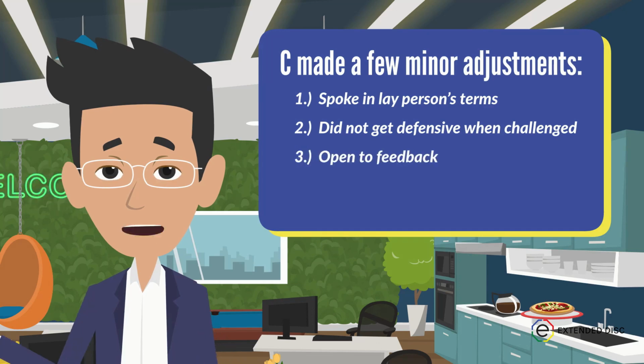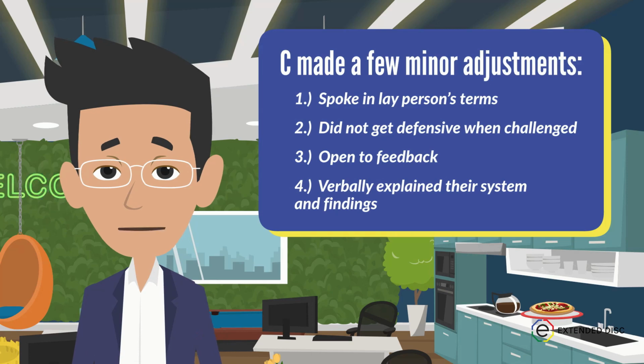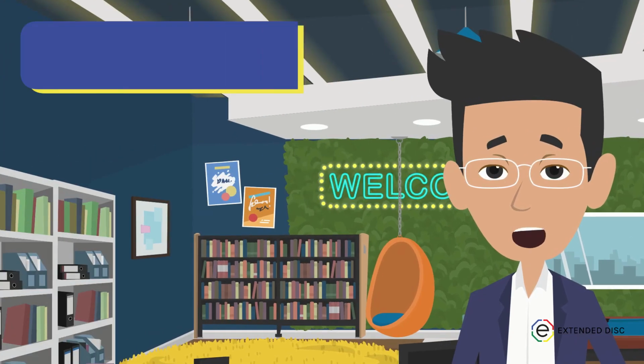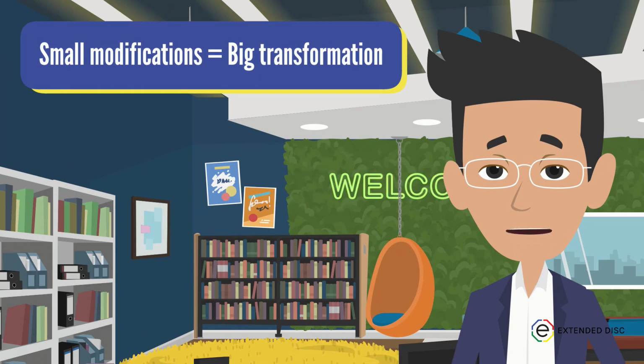When Lisa suggested that their approach might not be relevant to the team, C was open to the feedback and willing to consider it. Finally, when asked for further explanation, C agreed to talk and verbally explain their system and findings. With a few minor behavior modifications, C became a more effective communicator and a better team member.